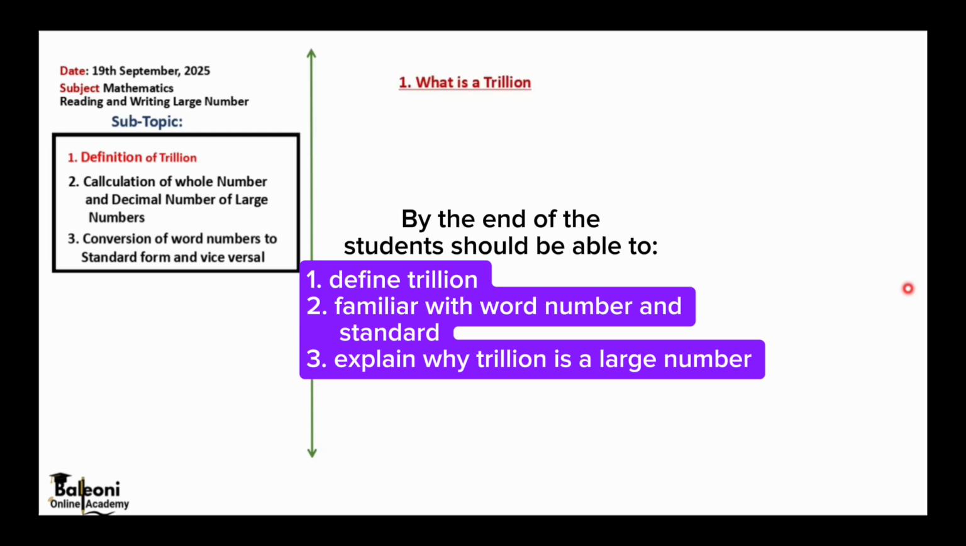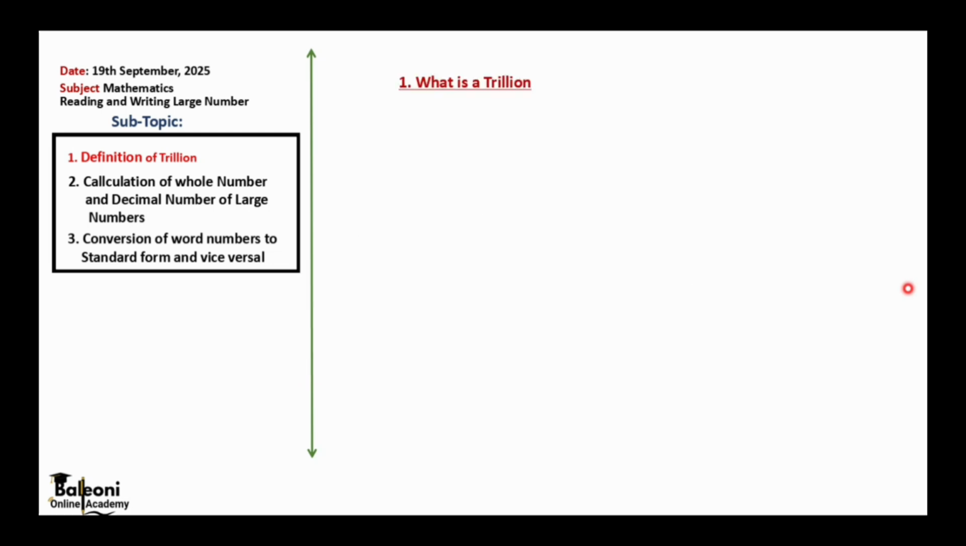When you look at the board, the number one item is what is a trillion. So what is a trillion? A trillion is a number written as 1,000,000,000,000, that is 1 followed by 12 zeros. It can also be written as 10 raised to power 12. It is also 1,000 billions.